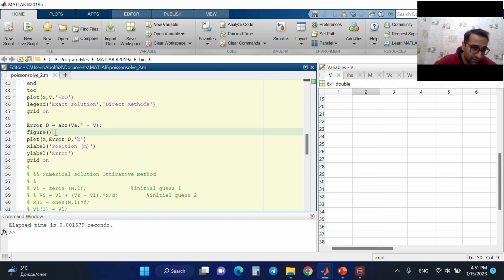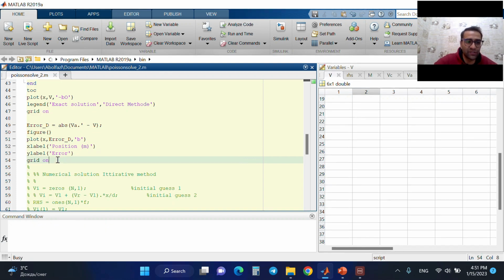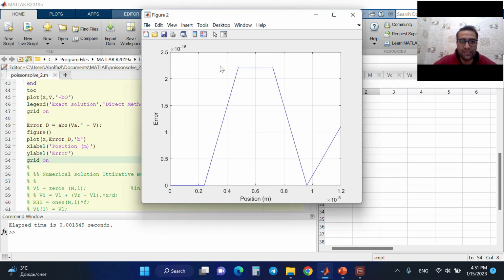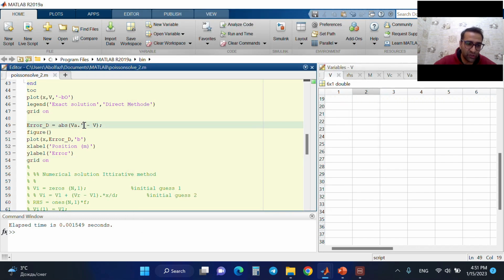Okay, just another figure. Plot x, error D with a blue line. X label is position, Y label is error, and grid on. Let's see. You see, this is the error. And just for checking, let me clear this dot comma. You see how it looks?